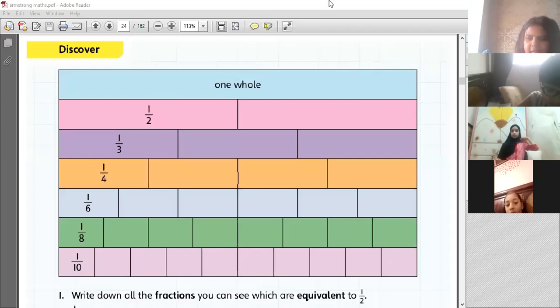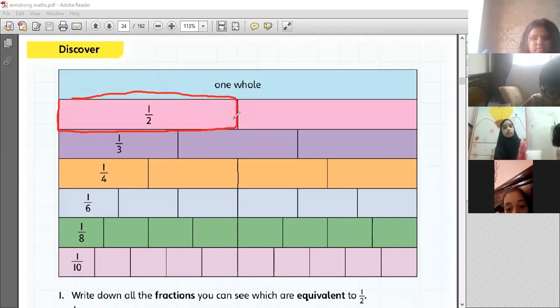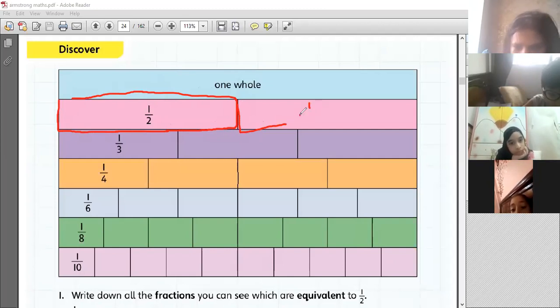What part of fraction is this? Who will tell me? I want you to complete this. I'll give you a hint. If this much part is half, 1 out of 2, 1 upon 2, this is also 1 upon 2, 1 by 2. Simple. Tell me for the next one. 2 by 3.